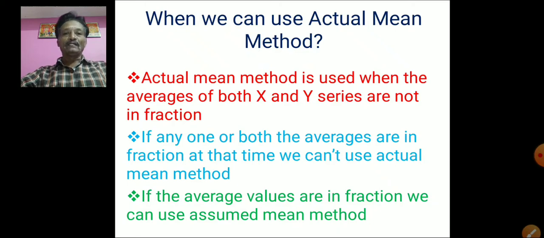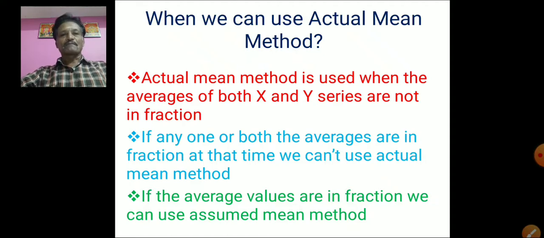If either x bar or y bar, or both x bar and y bar, are in fraction, at that time we can't use the actual mean method. If it is in fraction, we can use only the assumed mean method, right? If the average values are in fraction, we use the assumed mean method. So simply remember, if the values are not in fraction, at that time we can use the actual mean method.